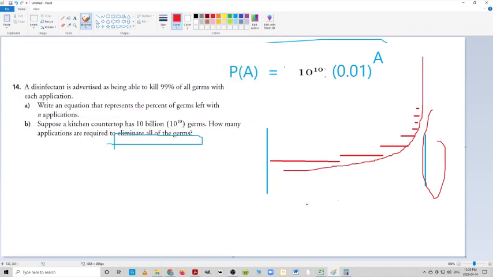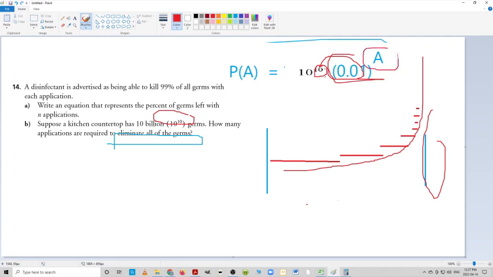But let's say we want to reduce the germs significantly. Well, we know that 0.1 is going to reduce this by one decimal place each time. And when I square it, it'll be 2 decimals. There are 10 zeros here.